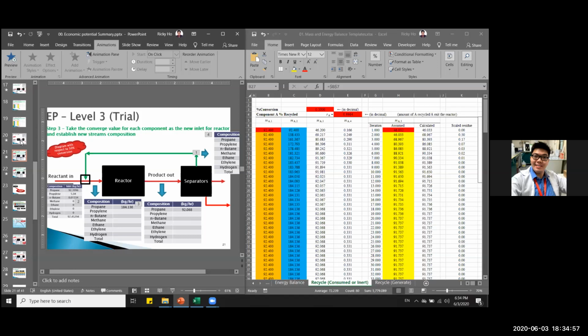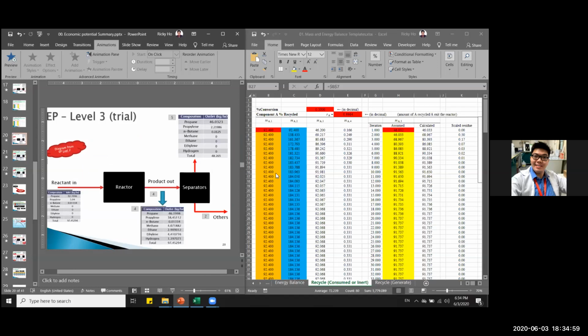Now we refer back to the EP level 2 just now. Propane we have completed. Now let's go to propylene. Now propylene, at the reactant in, we have a bit of propylene. And at the product out, we have more propylene. As propylene is my product, it means that propylene was generated. So refer to your Excel sheet for the recycle for the generated product.